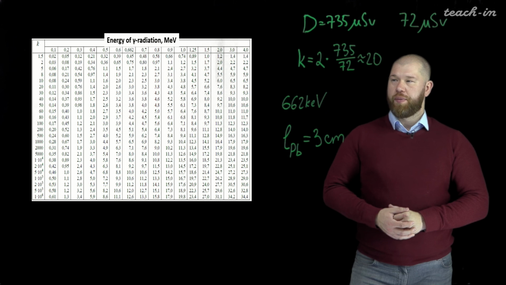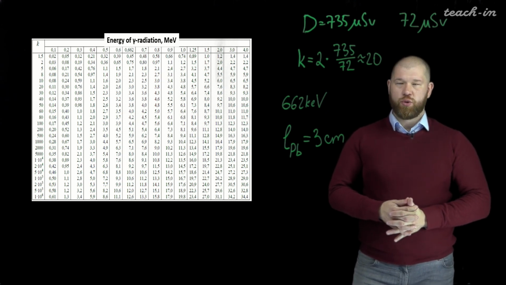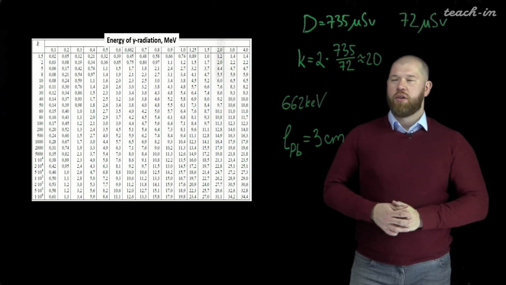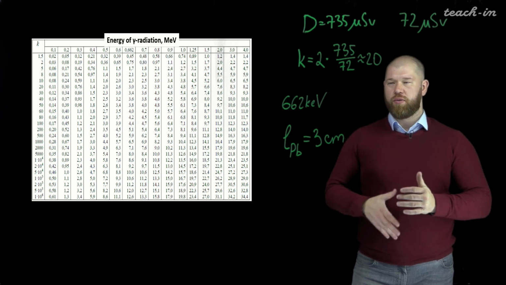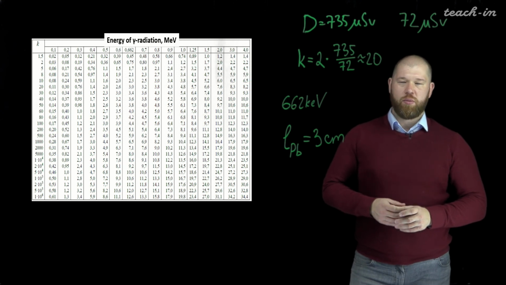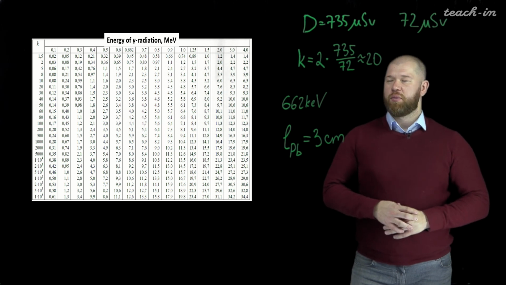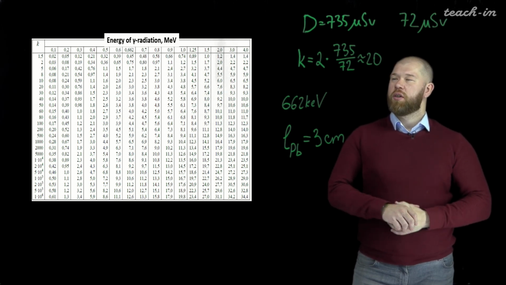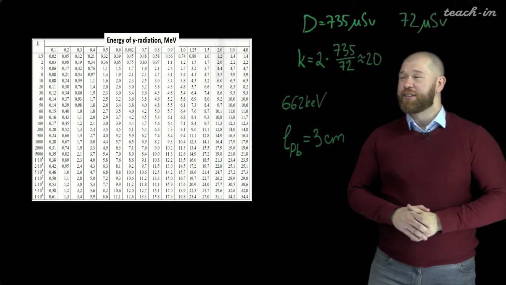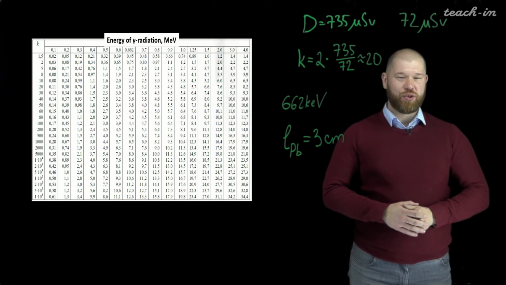That is all for today. Next time we will see how to calculate this thickness of lead shielding for complex sources of ionizing radiation when we will have different energies of gamma quanta, and we will see how to use our knowledge to ensure the safe operation when working with the ionizing radiation sources.